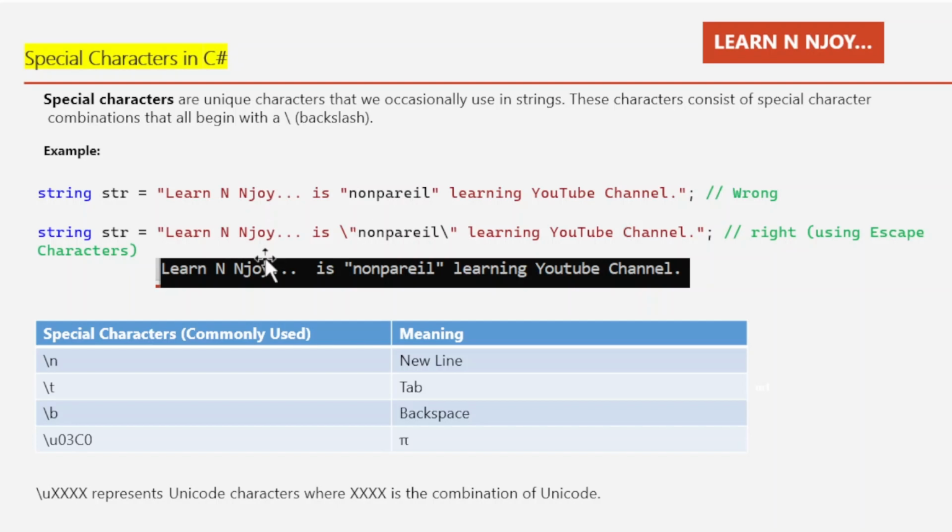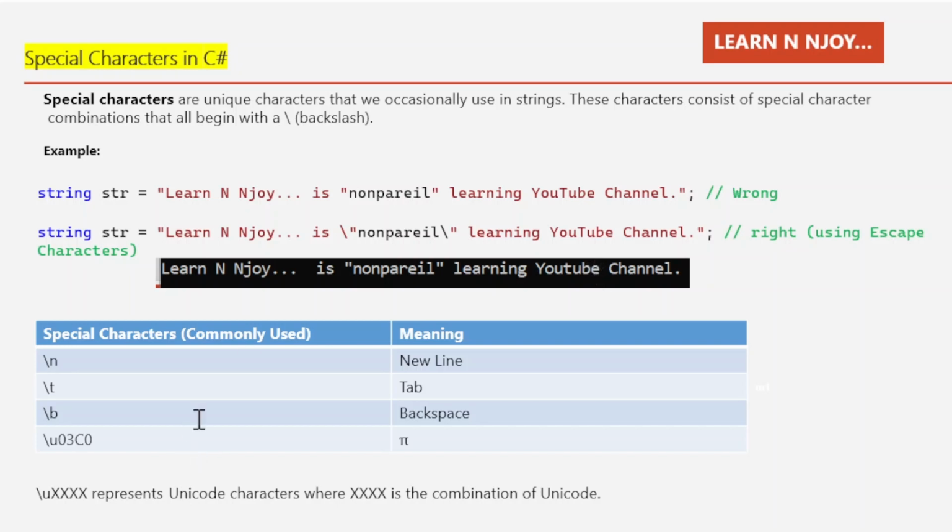If you look at the output that is generated: Learn and enjoy is "Nullparallel" learning YouTube channel. If you notice, Nullparallel is written in double quotation marks. And how are we able to write these double quotation marks? Because we have used the special character backslash. That's how we get this type of output, and that's where special characters play an important role.